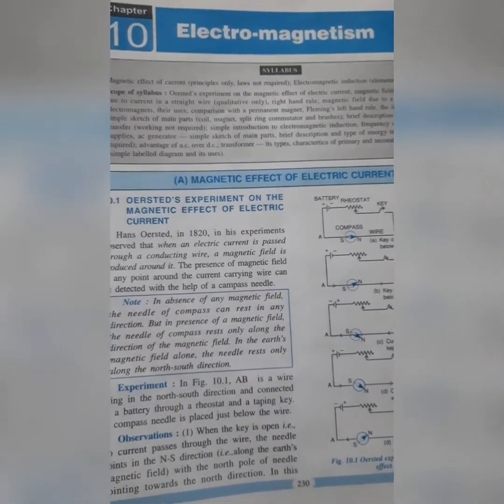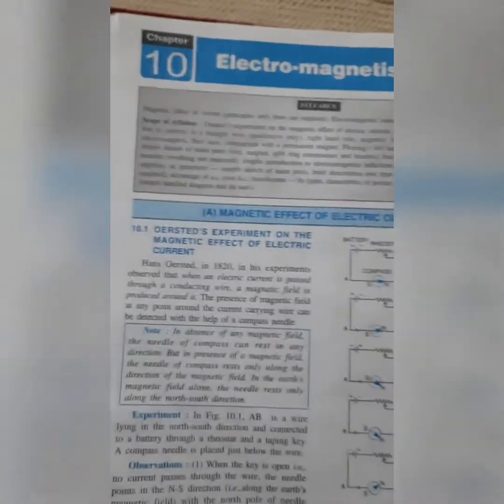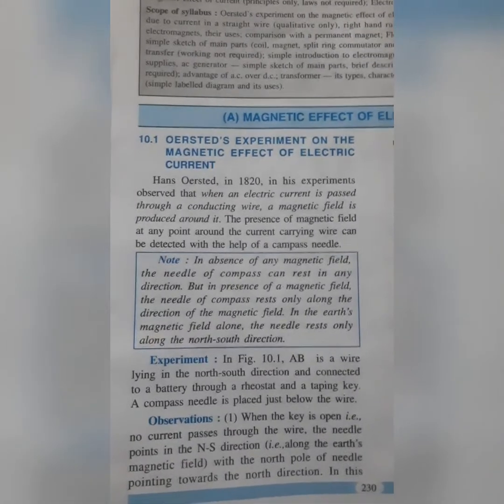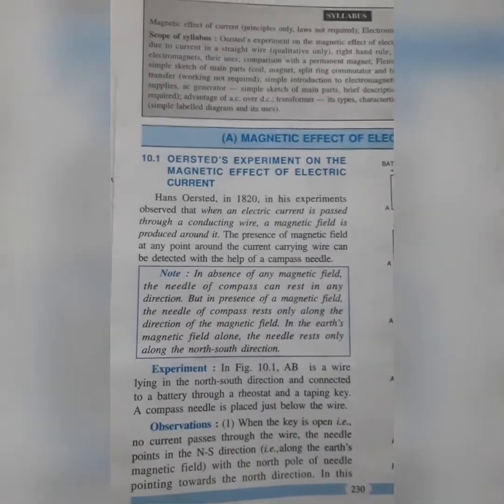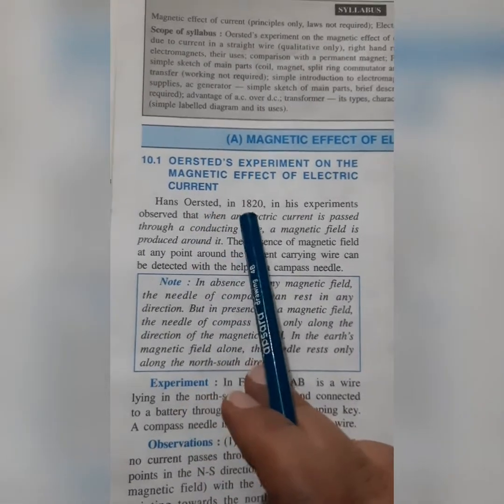Hello students, today we'll start the topic electromagnetism, chapter 10. First we will start with Oersted's experiment on the magnetic effect of electric current, given by Hans Oersted in 1820.